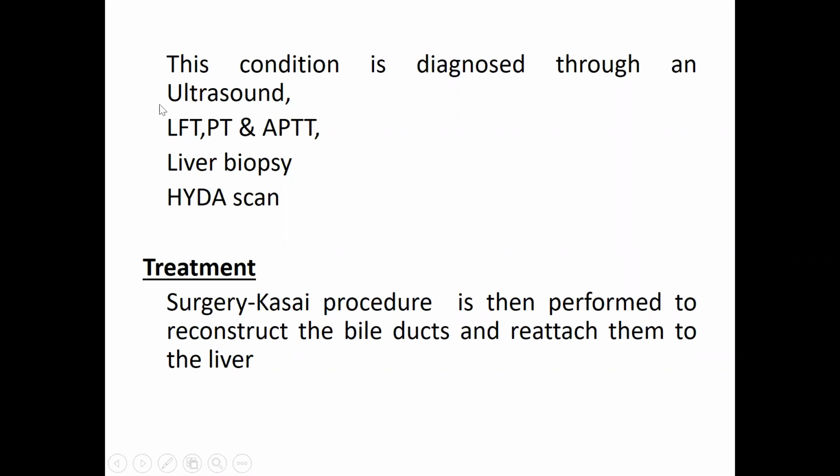With time there will be derangement in the LFT. You will see pictures of the cirrhosis. APTT and PT will be high. A liver biopsy can also be done, and HIDA scanning will be done. We can do a surgery known as the Kasai procedure to reconstruct the bile duct. If you do this operation within 3 months, the prognosis is good. If you diagnose late, after 4 or 5 months, and then operate, the prognosis is very poor, and by 6 to 7 months biliary cirrhosis will develop.